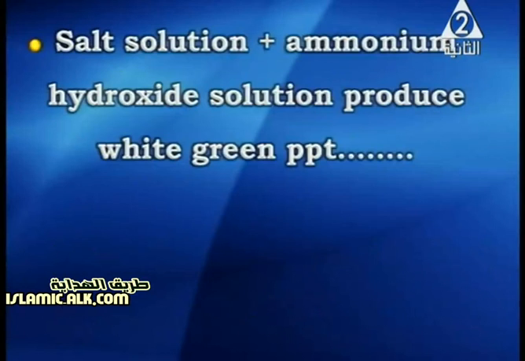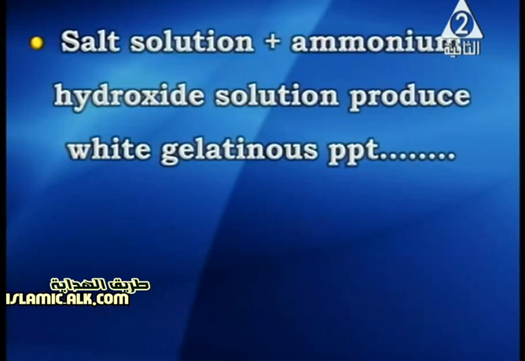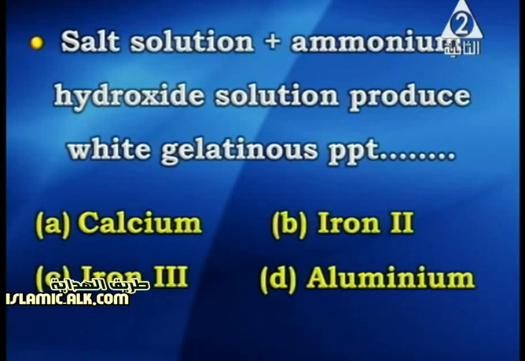Next one. The salt solution plus ammonium hydroxide solution produces white green precipitate of what? Is it iron 2, aluminum, calcium, iron 3? Yes, it will be iron 2. Next one. Salt solution plus ammonium hydroxide solution produces white gelatinous precipitate of what? Is it calcium, iron 2, iron 3, aluminum? Yes, it will be aluminum.